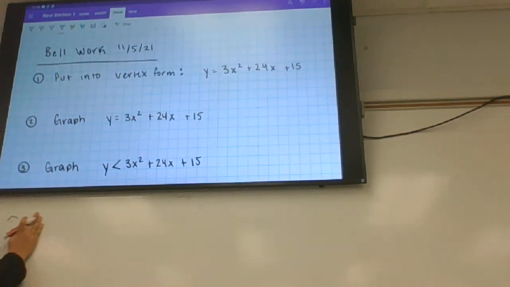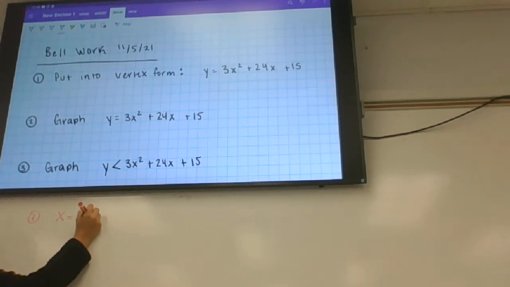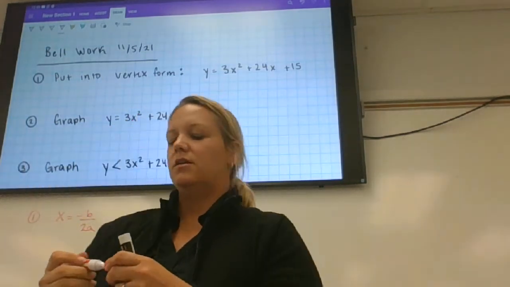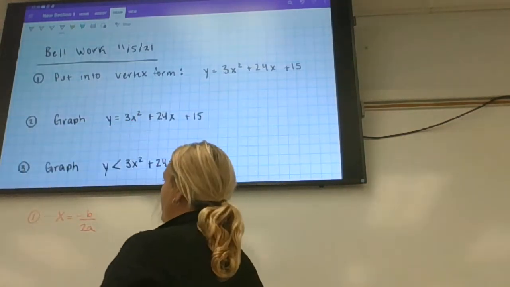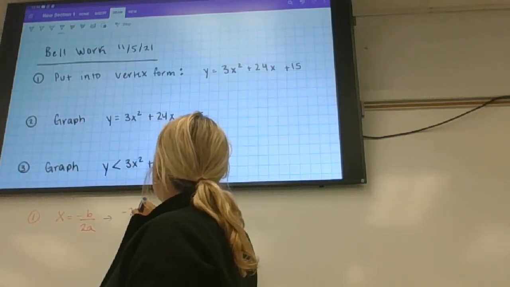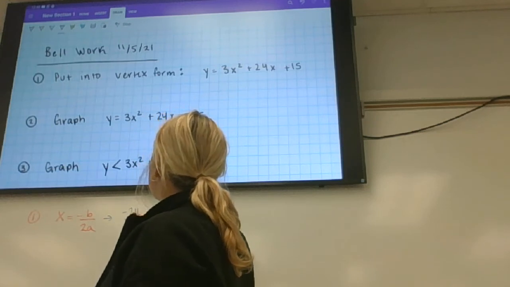Alright, so putting it into vertex form, we'll start by finding the axis of symmetry, which means we have to do negative b over 2a. So that's negative 4 over 2 times 3.